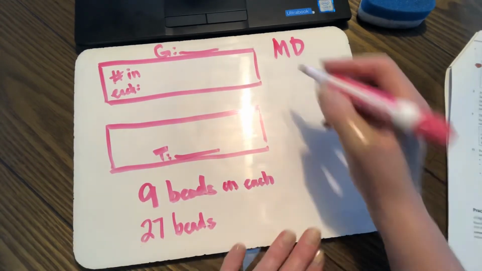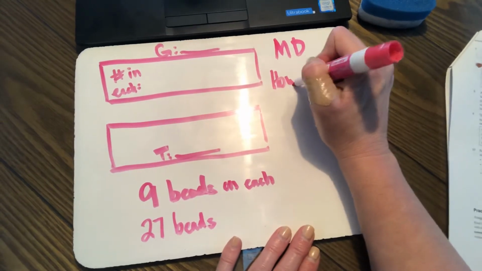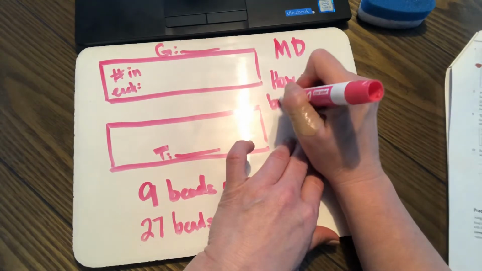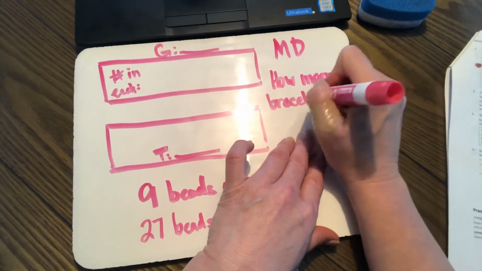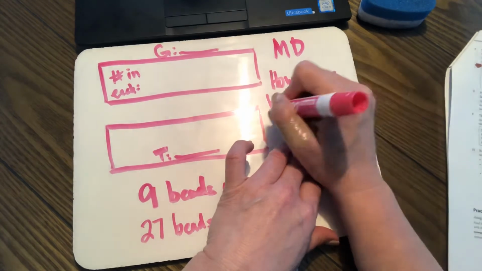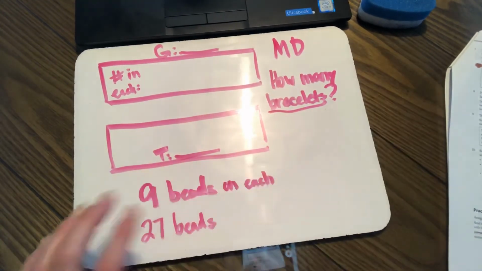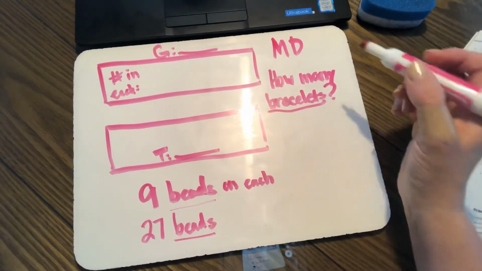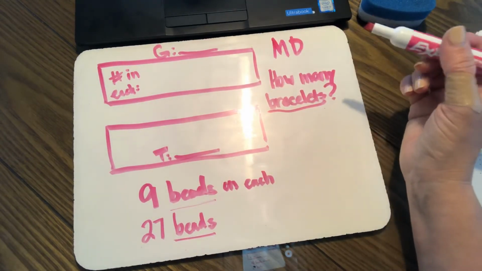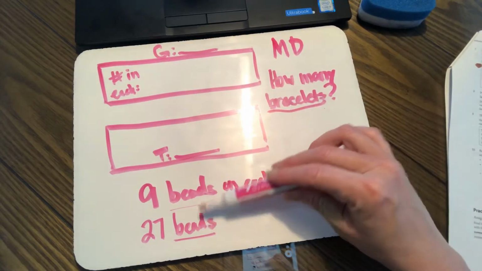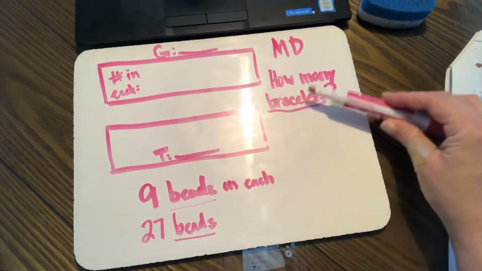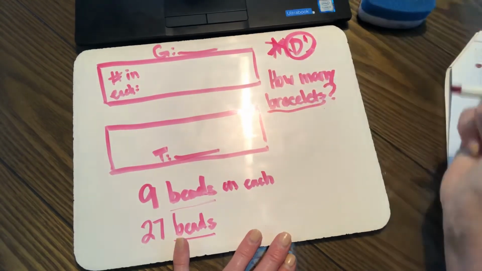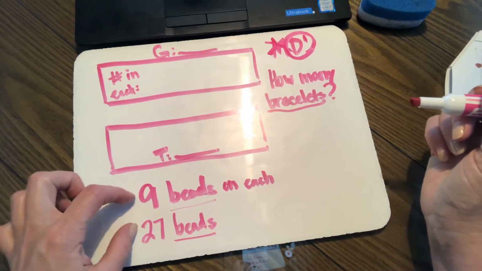And the question says, how many bracelets? So I'm looking for how many bracelets did they make? So I've got beads, and I'm looking for bracelets. No, my labels don't match, which means it's multiply or divide. But because my labels in the story are the same, and my question wants a different answer, I'm going to divide.